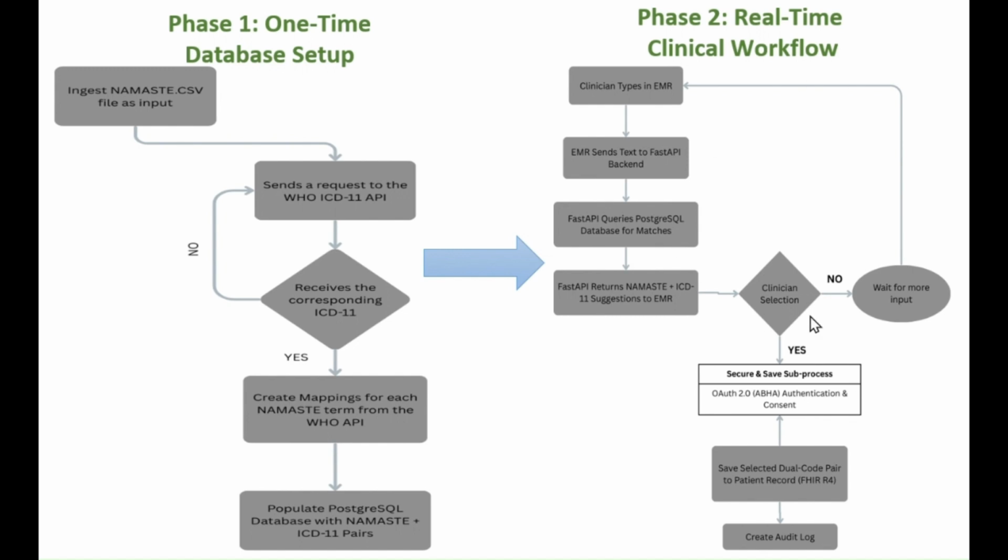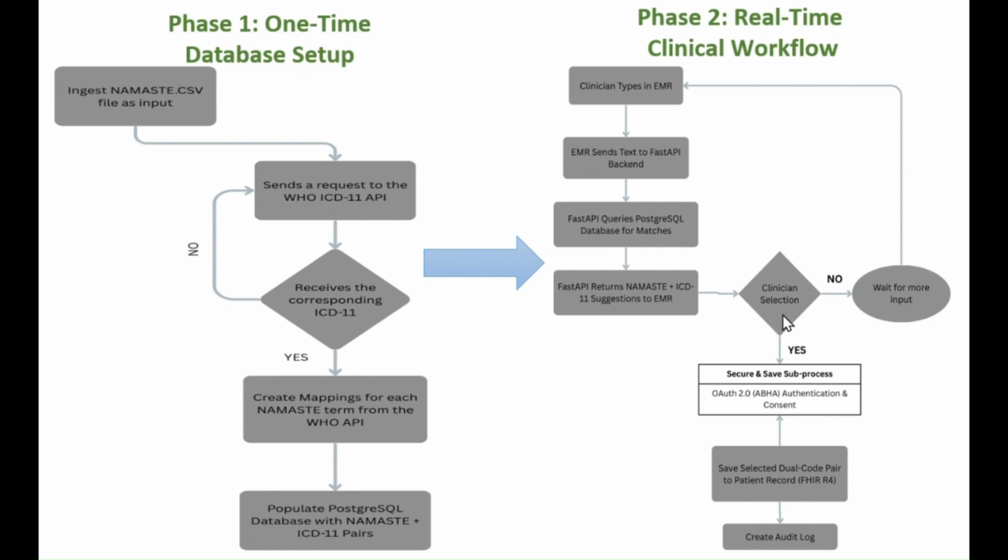This phase 2 explains how our solution can be used within an EMR system. Initially, the clinician types an Ayush code in the EMR. Then the EMR sends this code to Fast API backend. Then the Fast API queries the PostgreSQL database for the possible matches. If the matches are found, then the Fast API returns NAMASTE code and ICD11 suggestions into the EMR.